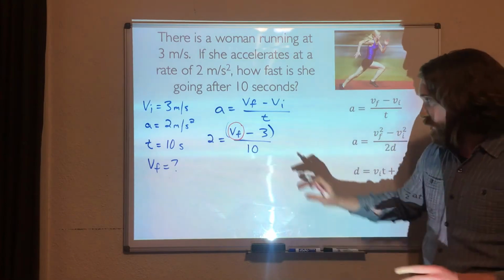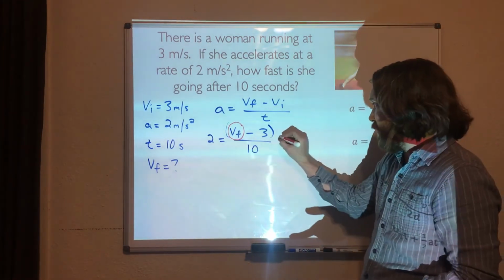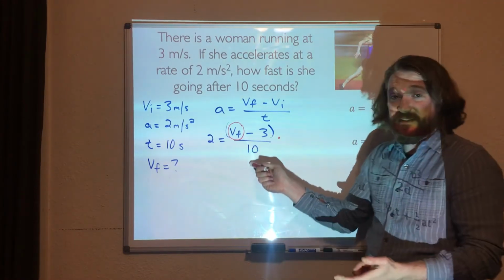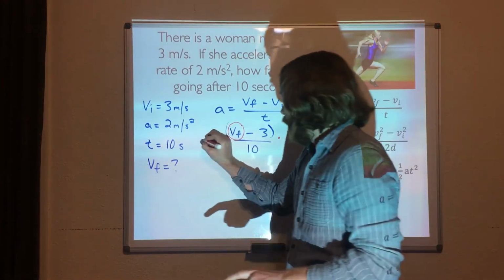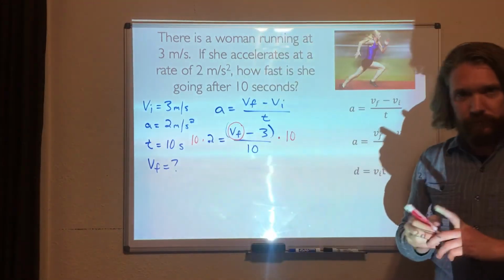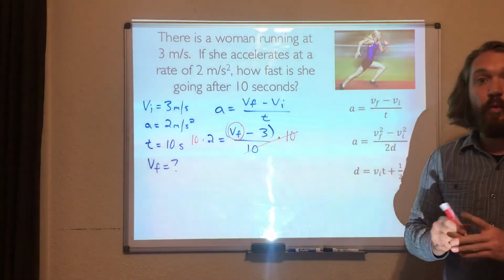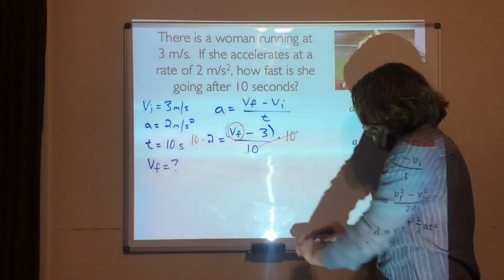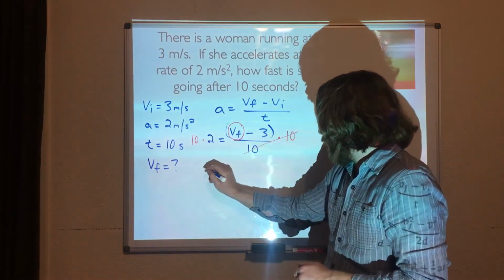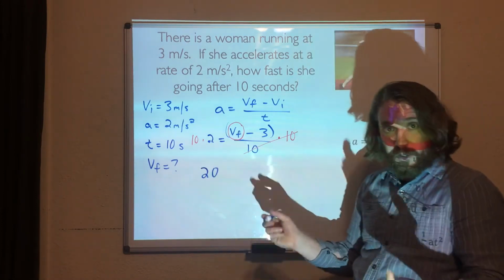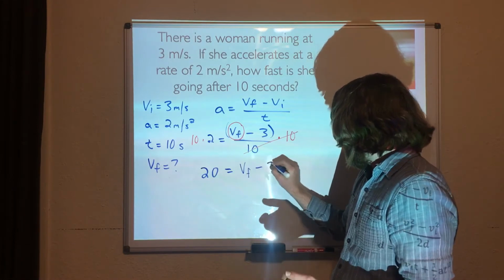So the first thing we're going to do is we see division, so we're going to do the opposite of division. The opposite is to multiply. We've got to move this 10. That's the first thing. So we're going to multiply both sides by 10. Here's what this does. 10 divided by 10 is 1. It cancels out. Now I bring everything down, and now I have 10 times 2 on this side. That's 20. And that equals my VF minus 3.